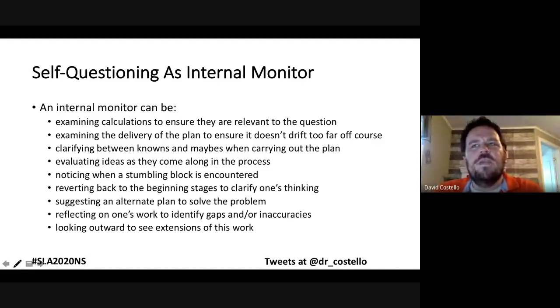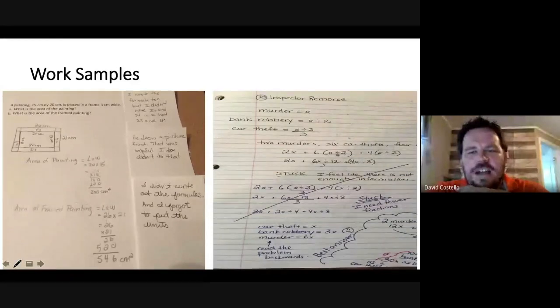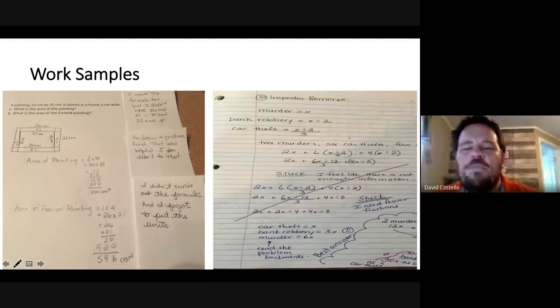This is something we do, self-questioning, so that students can make meaning throughout their work with a concept and/or strategy. And here would be some work examples. So the one on the right, it's not the most positive problem, but it is a problem nonetheless. This came from a junior high student.